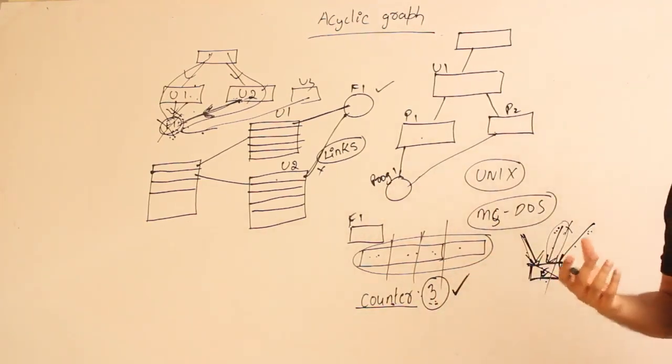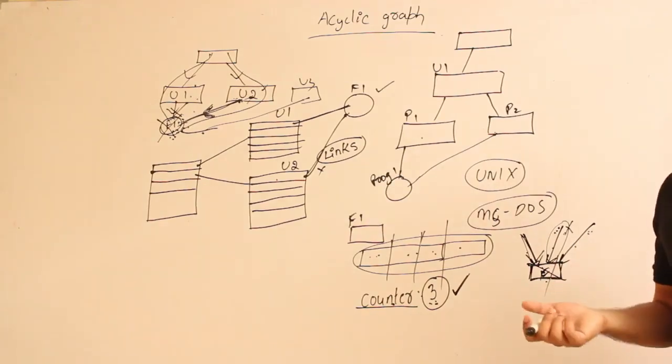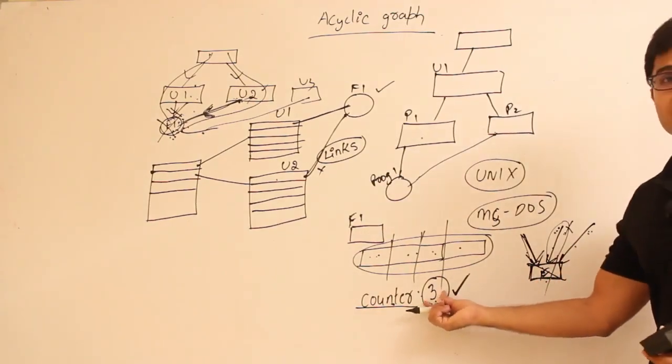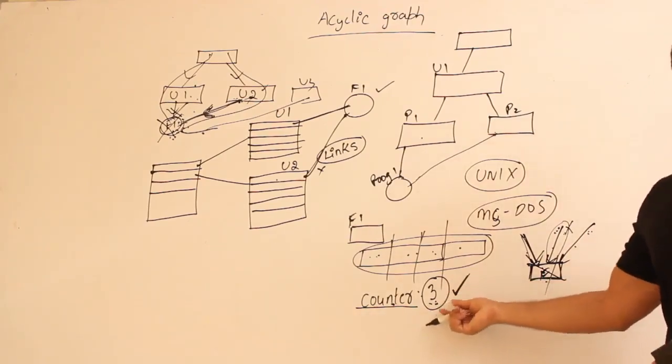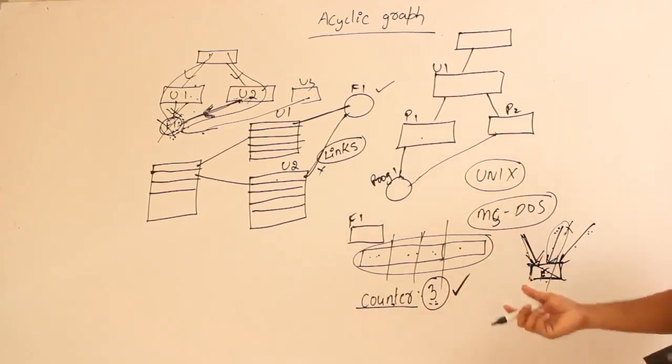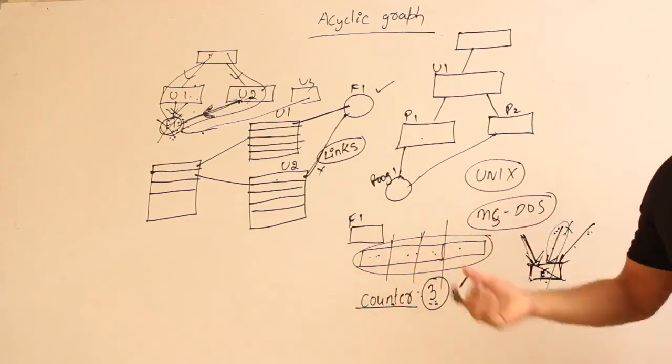And Unix is going to follow this approach. Unix is actually following this approach. What is the approach? It is going to have a counter, and whenever this counter becomes 0, then only a file will be deleted, otherwise the file will not be deleted. Got it? And anyway, DOS is not having any file sharing.